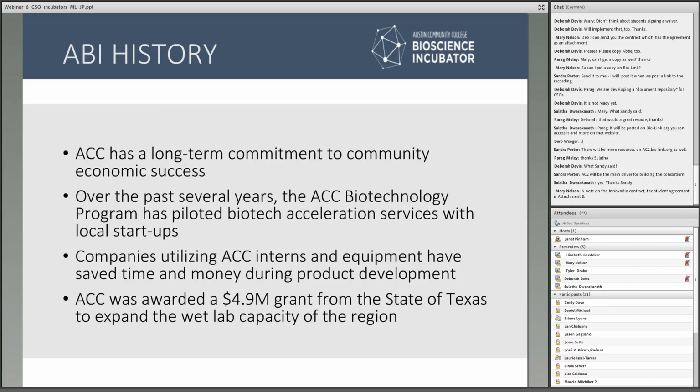With the economic data that we were able to attain from these pilot studies, ACC packaged that into a grant proposal, and we were fortunate enough to be awarded a $4.9 million grant from the state of Texas to expand the wet lab capacity of the region. So they started small, partnered with a few startup companies, but showed the economic benefit of this, and were able to land a larger grant.